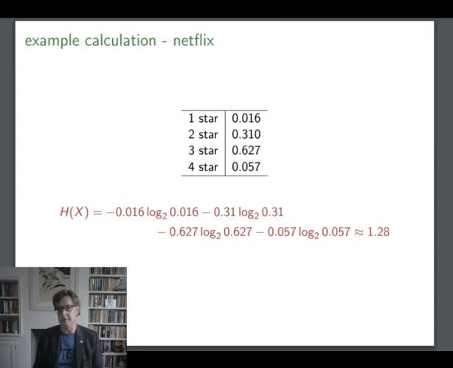Because we're dealing with information, it's logical and useful to measure information in bits, and so these are logs to the base 2. But in other circumstances, you might use a different base. As I said, just a multiplicative factor away. Anyway, 1.28 is the Shannon's entropy for this channel. The channel being the star rating of the Netflix films.